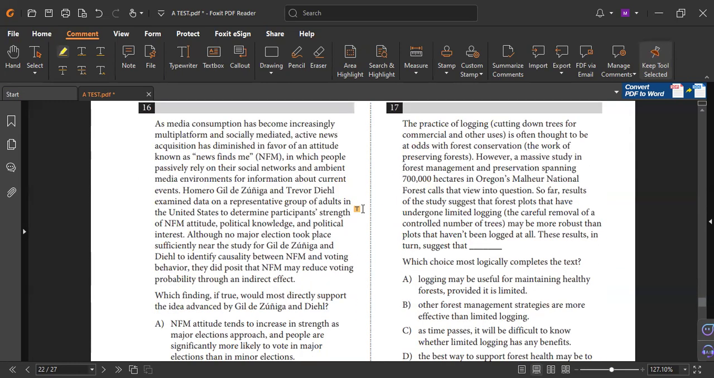Now number 16, I will read the question. It says support the idea advanced by this one. Let's find the idea that is advanced by. Let's read very quickly.